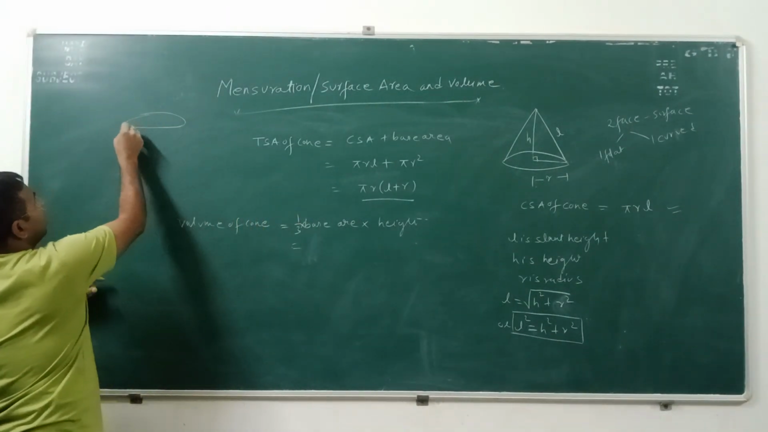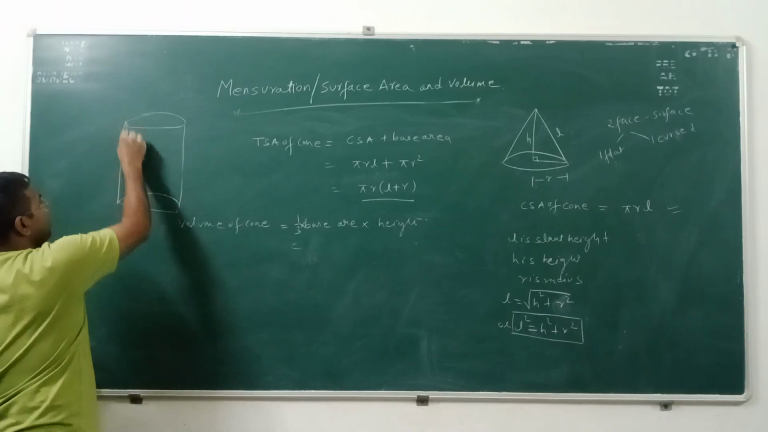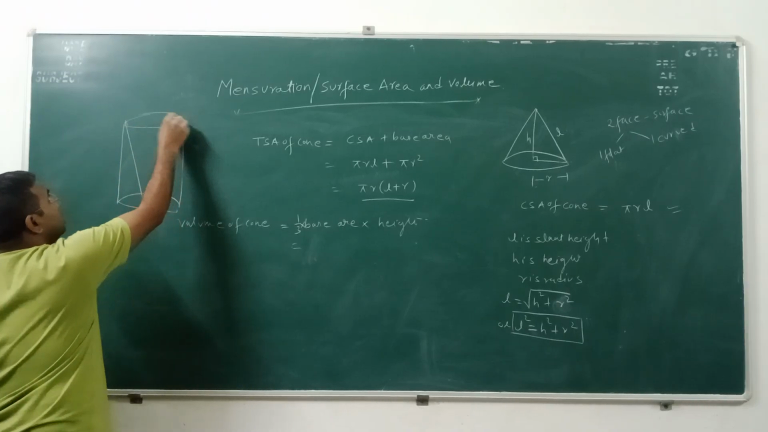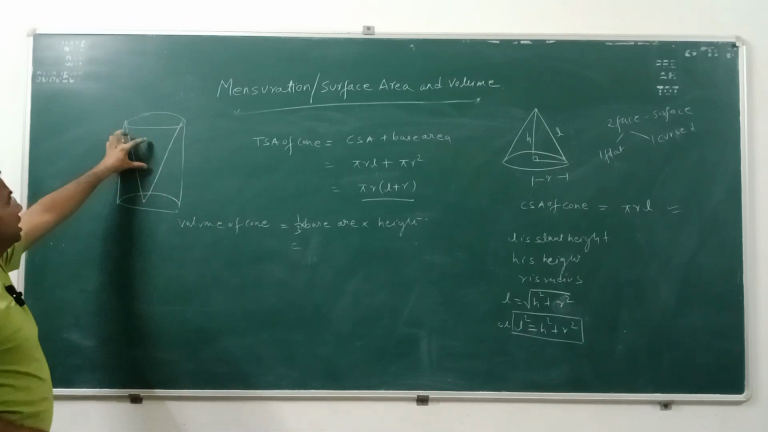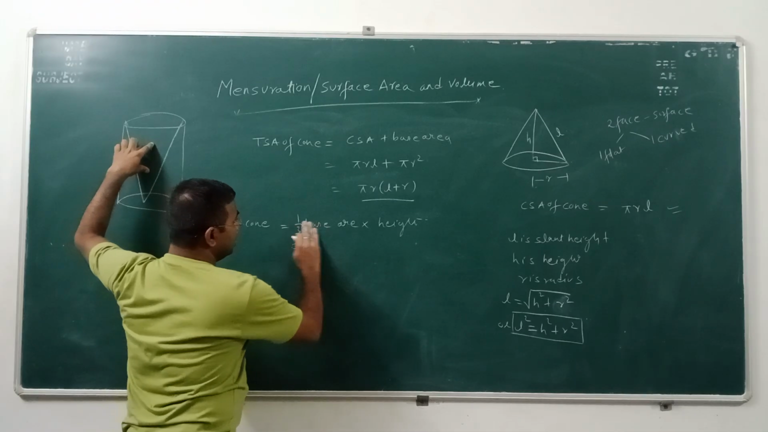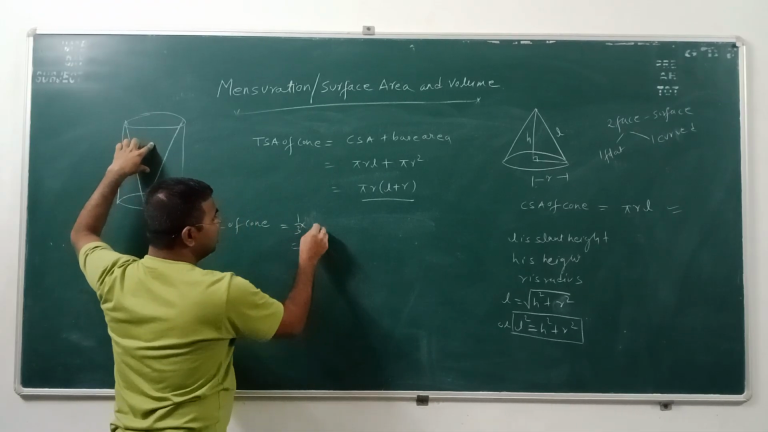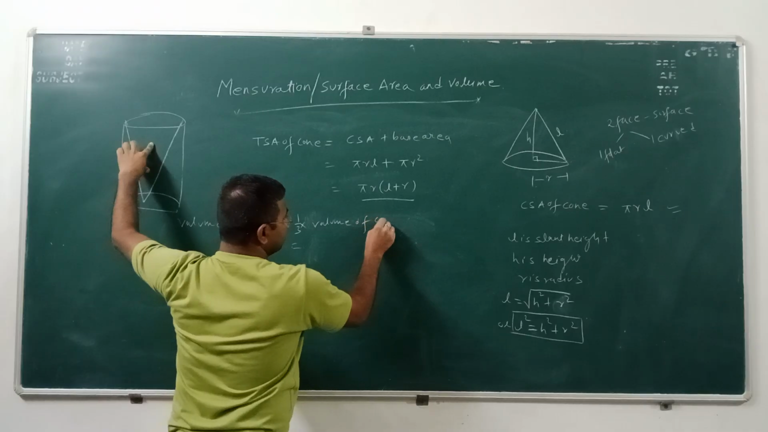Suppose you have drawn a cylinder, and if you take out a cone from the cylinder, then you will get the 1/3 part of the cylinder. So see here, you can write 1/3 part of volume of cylinder.